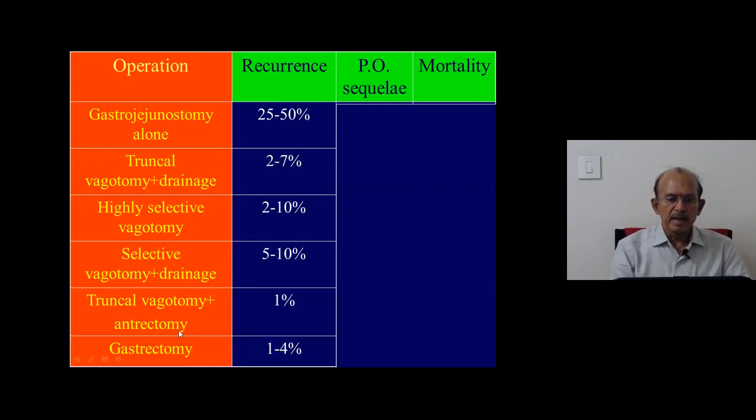Truncal vagotomy plus antrectomy, that means you are abolishing both the cephalic phase and the gastric phase. That's why patients get only 1% of recurrence. With gastrectomy only, the patient has a recurrence rate of about 1 to 4%.